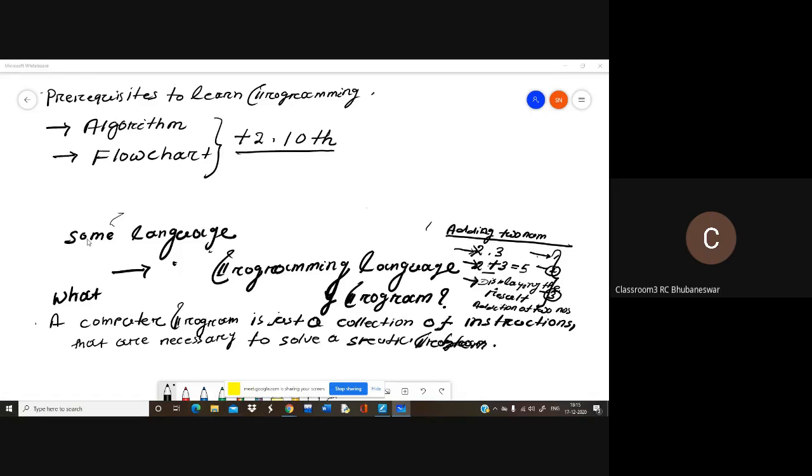Let me give you some ideas. Can anybody please say what you mean by algorithm and what you mean by flowchart? Let me hear from you. Anybody? What is an algorithm?